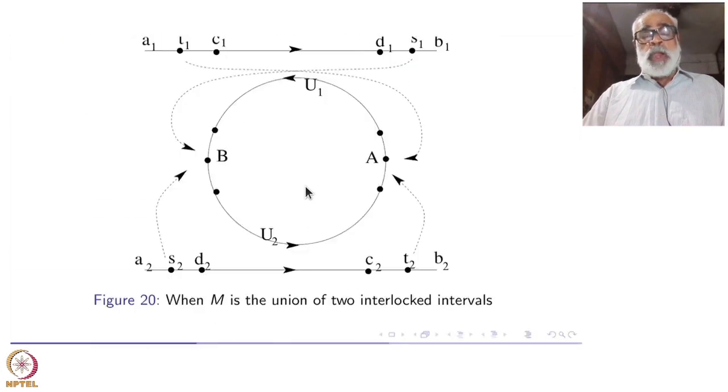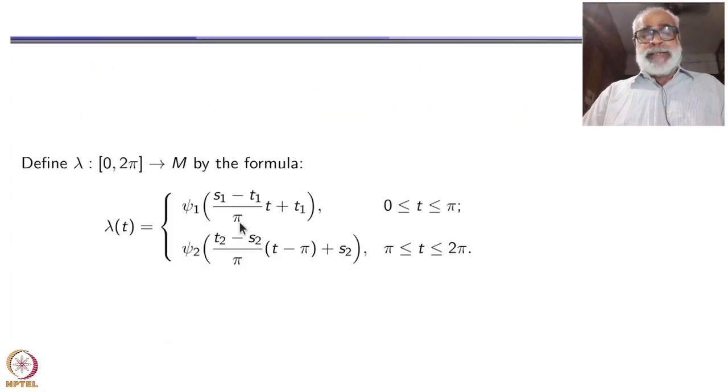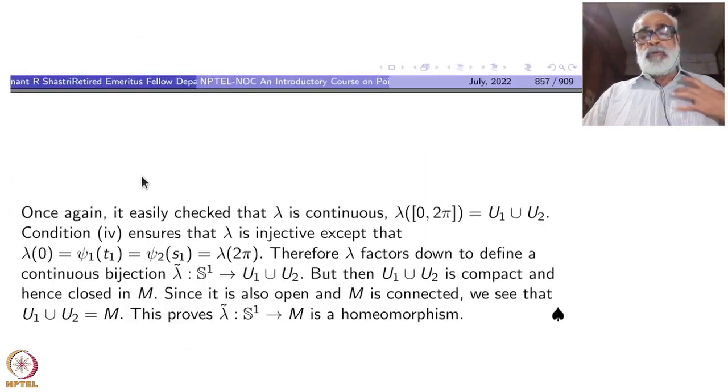Okay. So, the entire thing is injective except that 0 and 2 pi are mapped to the same point. That is well and good, because that is precisely what we wanted here. Therefore, this 0 to 2 pi will factor down to what? To S1. See, 0 and 2 pi are mapped to the same point, right? Therefore, lambda factors down to a continuous bijection from S1 to U1 union U2.